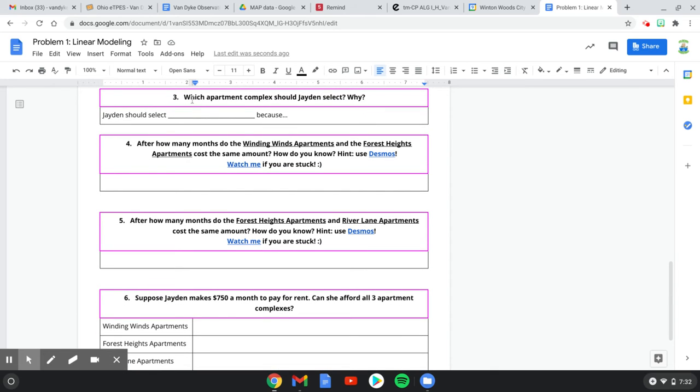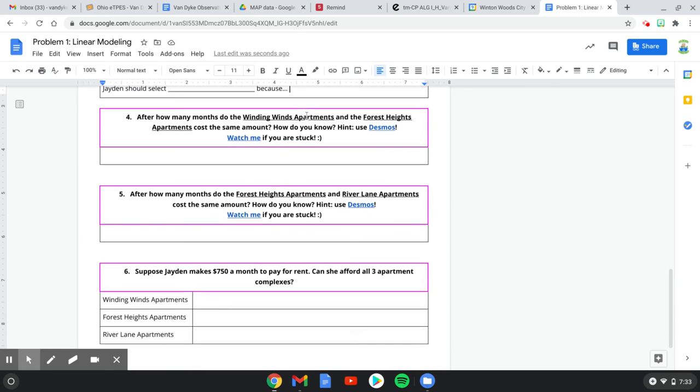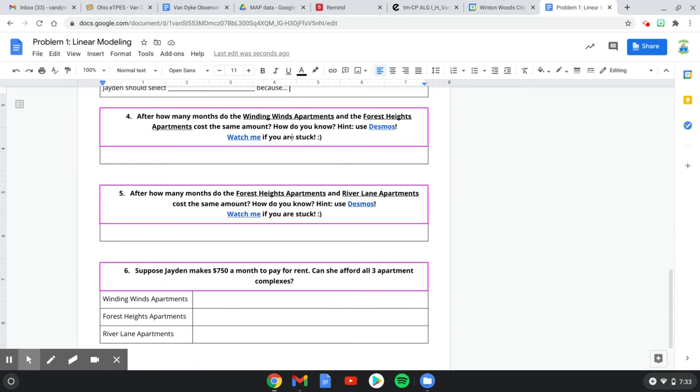For question 3, which apartment complex should Jaden choose and why? This is totally your call. You're just going to give me the apartment complex and a reason that she should pick that. So whatever apartment complex you think Jaden should pick, tell me, and then tell me the reason why you think she should pick that. For number 4 and 5, I already have video instructions linked.